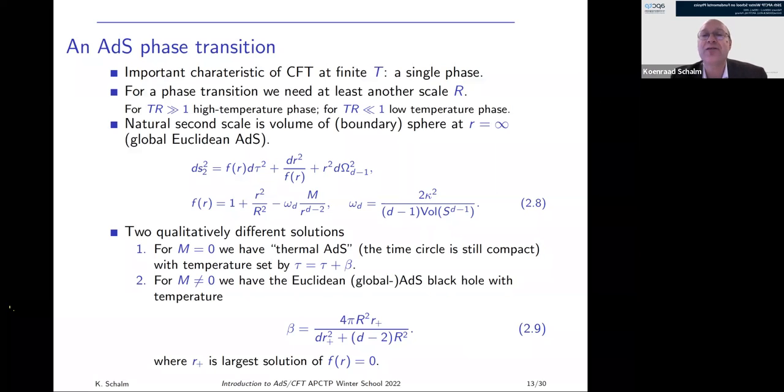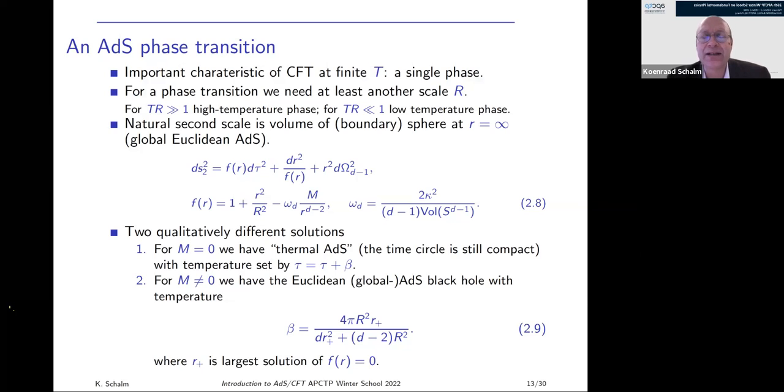So if you want some interesting finite temperature dynamics, or in other words, some thermodynamics, you need at least one other dimensionful parameter. Because then you can have a high temperature phase, that's when the temperature is high compared to this other scale. Or you can have a low temperature phase where T is small compared to this scale.